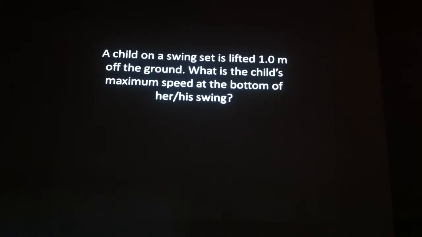Okay, let's solve an example problem using conservation of energy. Let's say we've lifted a child in a swing. Everyone's been on a swing before. Let's say we've lifted a child a meter off the ground and then let the child go.